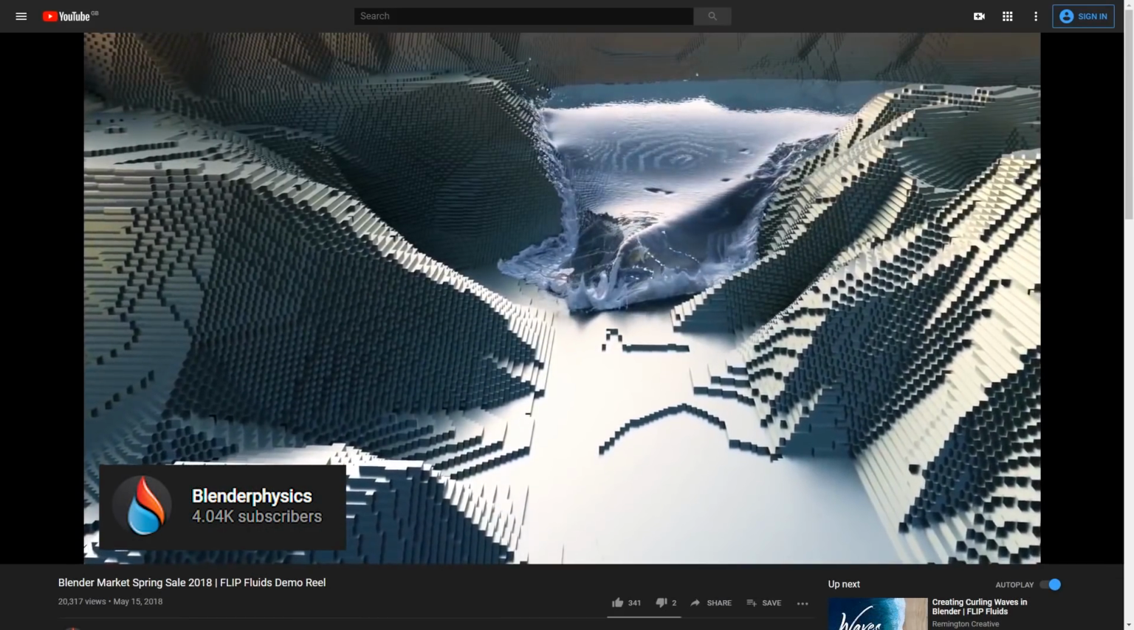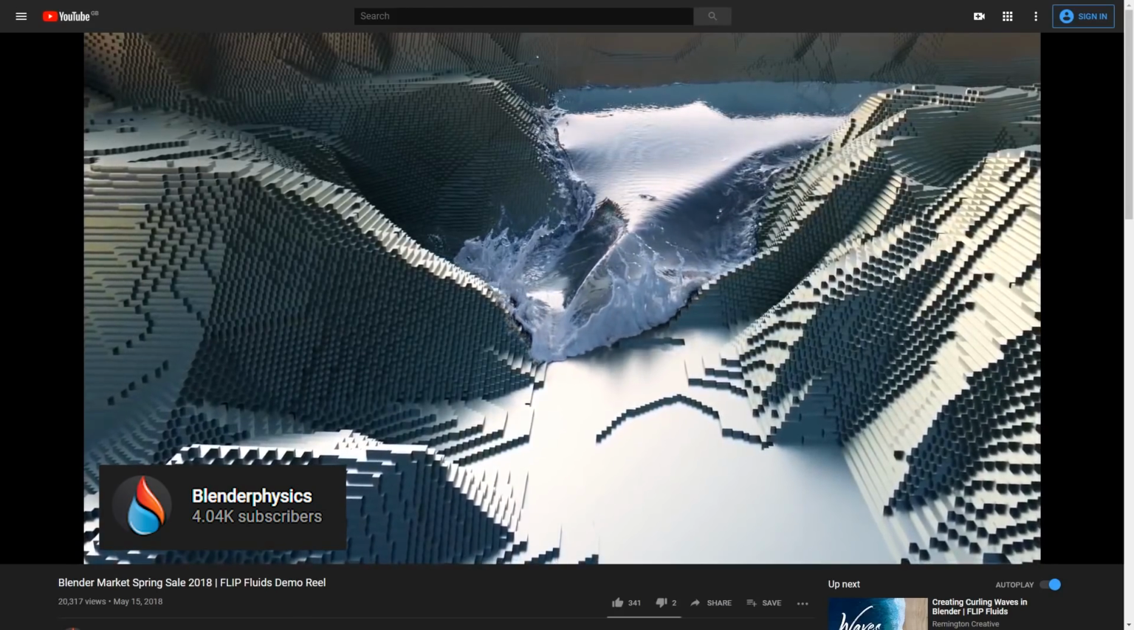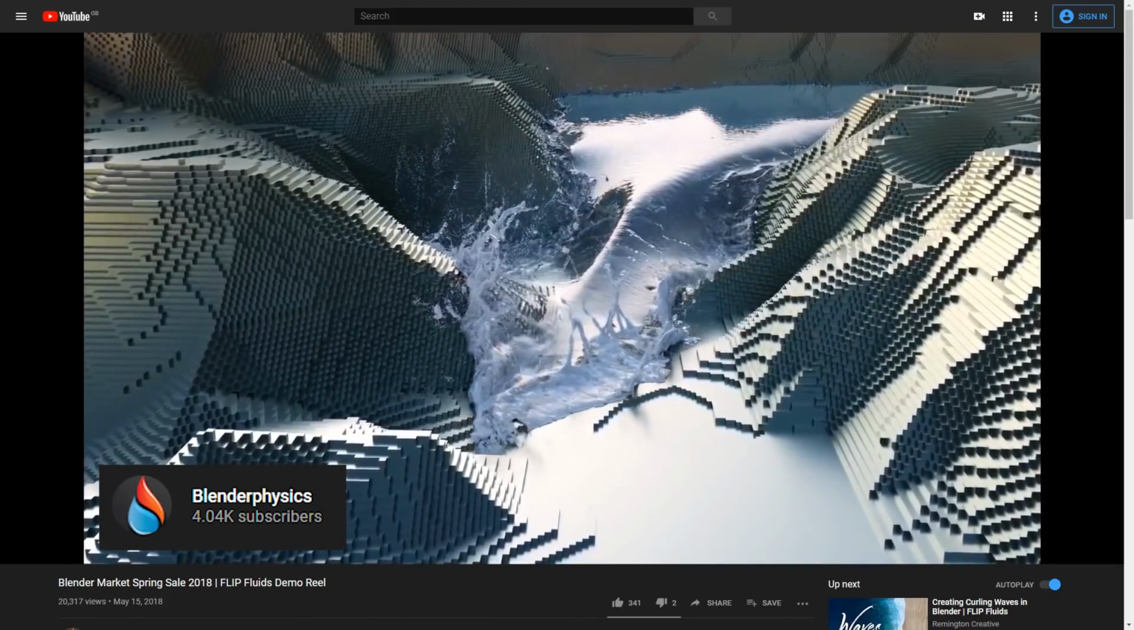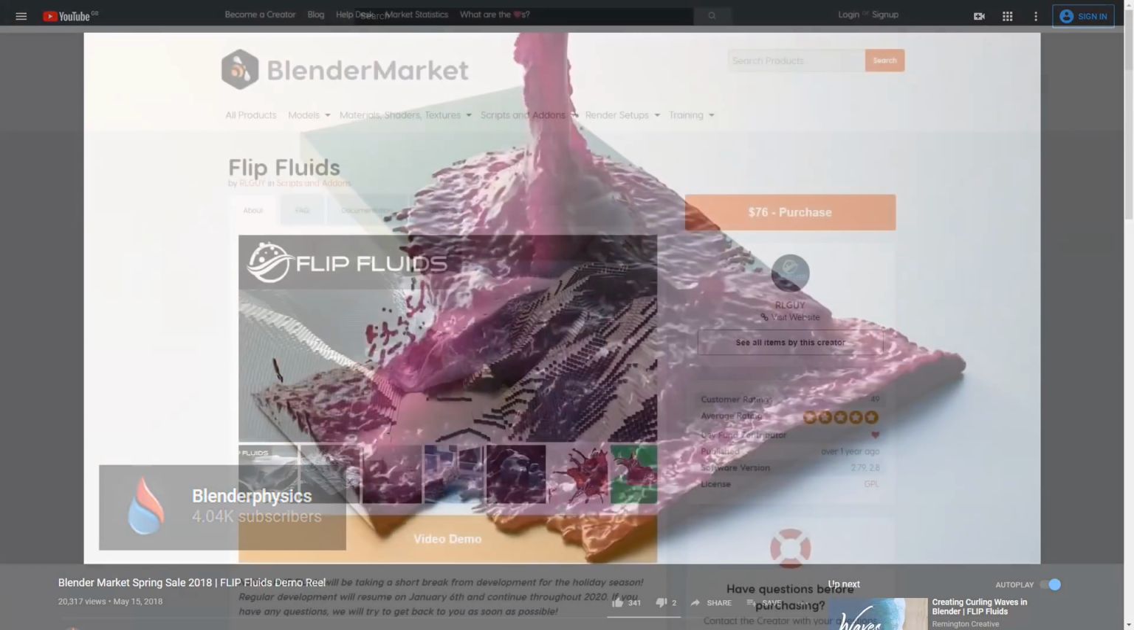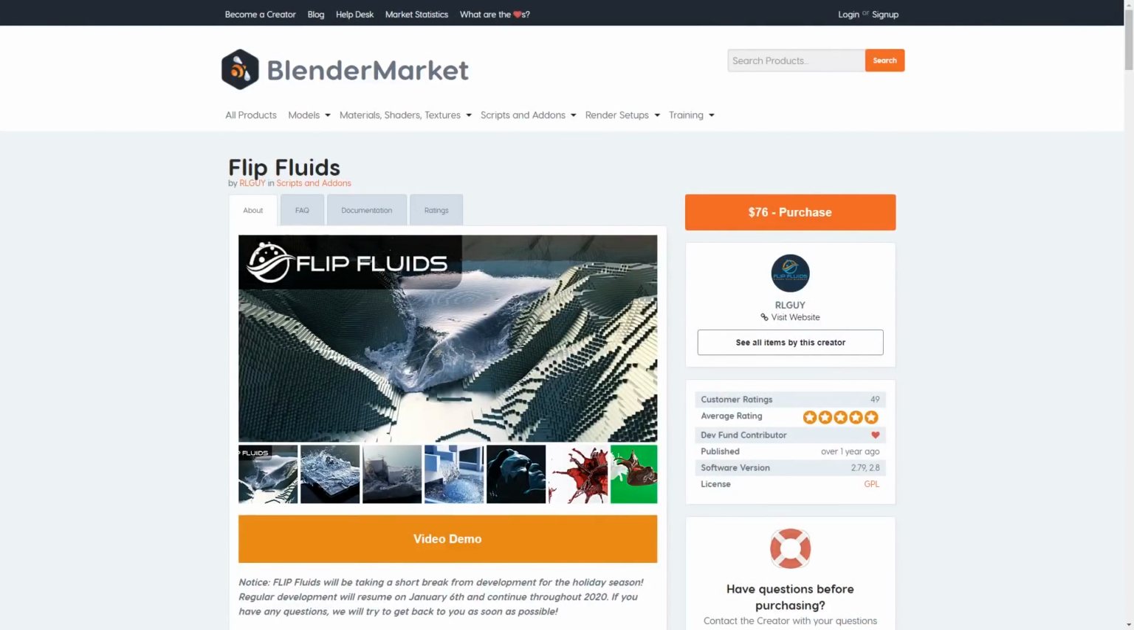I should also mention the Flip Fluids add-on, which greatly extends the fluid simulation potential of Blender. But it's not native to the software, and you'll have to grab a copy separately. More information can be found on the Blender Market page.